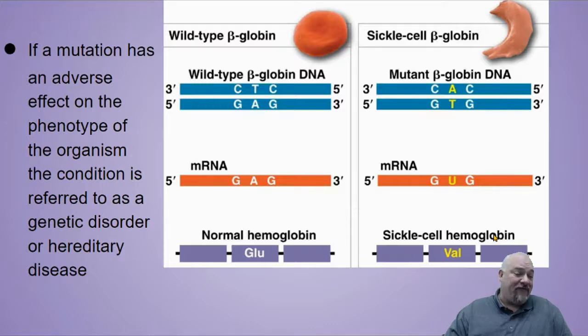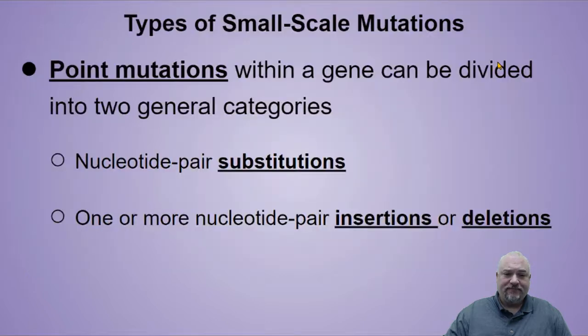If a mutation has an adverse or negative effect on the phenotype of an organism, the condition is referred to as a genetic disorder or hereditary disease. Here we can see one for hemoglobin. In normal hemoglobin, we got this codon sequence in that gene, which leads to this mRNA, which gives you a glutamine right here. Over here, we do a point mutation. We switch out the T for an A, which winds up in the end changing just one amino acid in the hemoglobin from glutamine to valine, and that is what causes sickling. So, for a relatively minor change, a big effect.